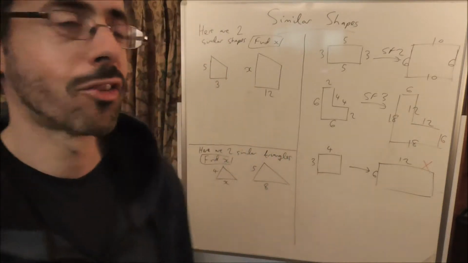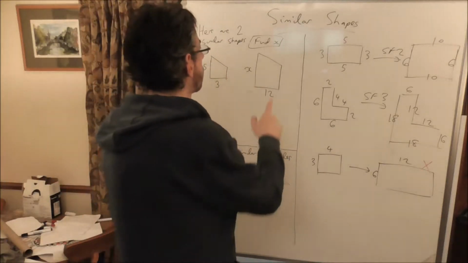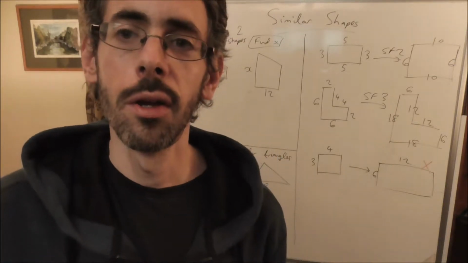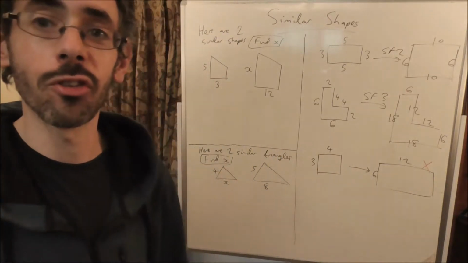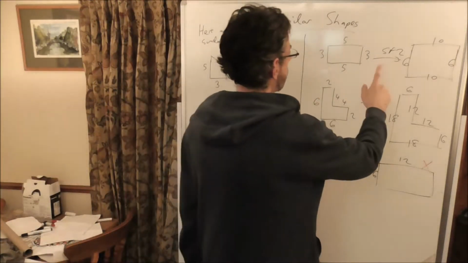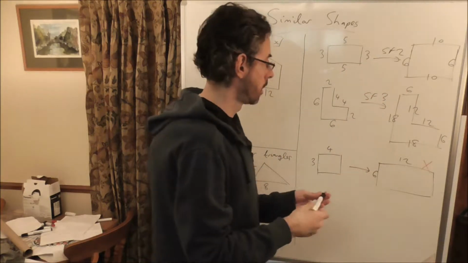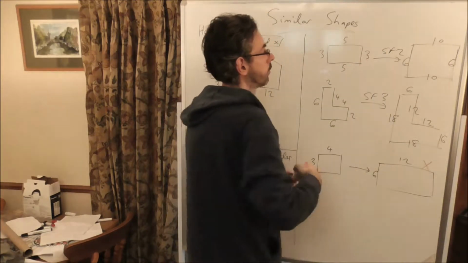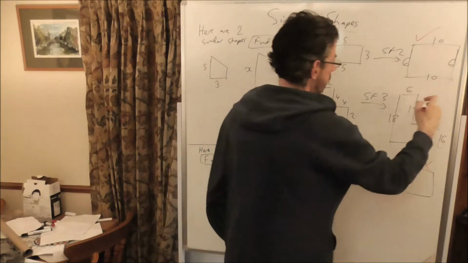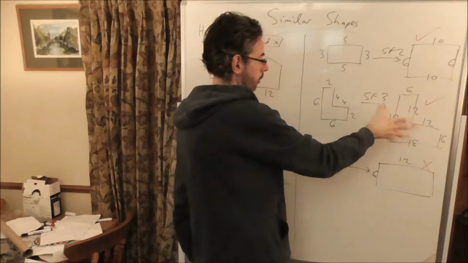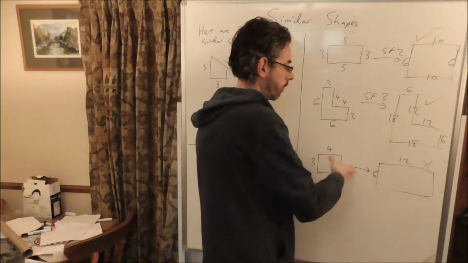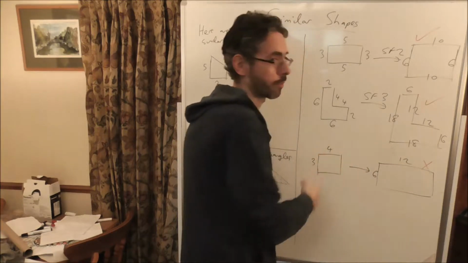Right, so let's talk about similar shapes now. Two shapes are similar if one shape is an enlargement of the other one. That's all it means. So going back to the first two shapes, these two shapes are similar shapes because this one is an enlargement of that one. It's an enlargement scale factor 2. These two shapes are similar shapes because this shape is an enlargement of that one, scale factor 3. But as I said, these two shapes are not similar because this one is not an enlargement of that one.